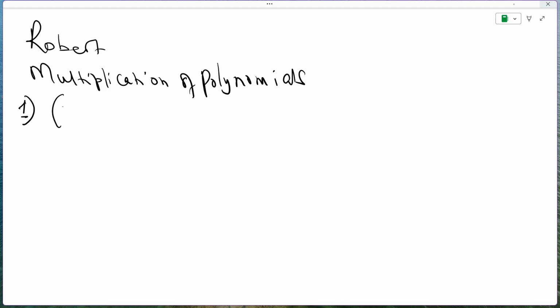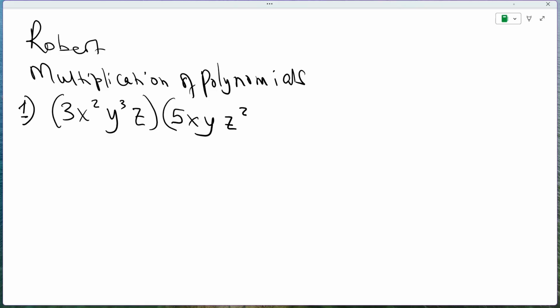If you are given two polynomials, 3x squared y cubed z, being multiplied by 5xyz to the power 2. In this case, we look for similar terms, and we always begin with the coefficients. So 3 is multiplied by 5, and that will give us 15.